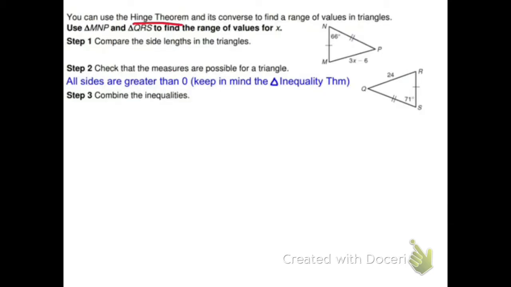Now we can use the hinge theorem and its converse to find a range of values for the values in a triangle. So an example of a range of values is like 2 is less than x, which is less than 10. So x can be 3, 4, 5, 6, 7, 8, 9. That's how it would work if we were looking at non-decimal numbers, just whole numbers.